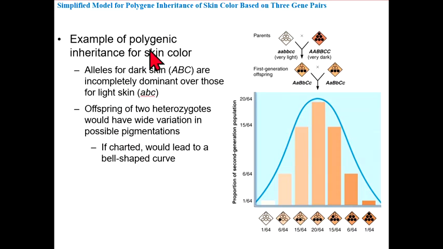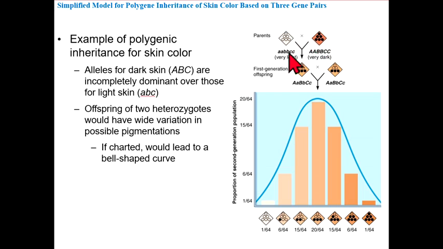So let's look at the skin color example now with the figure on the next slide. Here we're looking at polygenic inheritance for skin color, alleles for dark skin, A, B, and C. There are 3 different ones. They're dominant, but incompletely dominant over light skin. Here are 2 parents. This person has all 3 recessive genes, homozygous recessive for very light. So this is as light a skin color as possible. At the other extreme, we have very dark, meaning homozygous dominant for all 3 genes for dark skin.